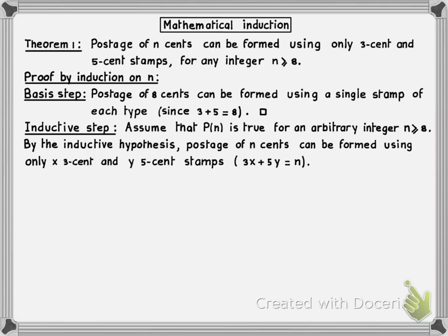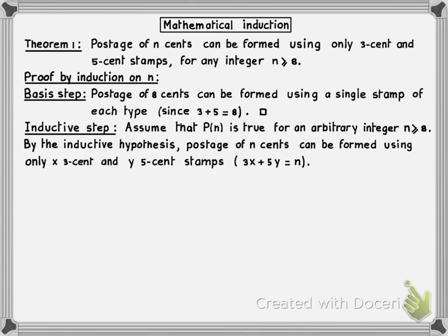Let's just give a name to this number of stamps. So x is the number of 3-cent stamps and y is the number of 5-cent stamps. In other words, the number of 3-cent stamps times 3 cents plus the number of 5-cent stamps times 5 cents must be equal to the postage n. That's the inductive hypothesis. Now, what we must prove is that it's possible to form a postage of n plus 1 cents using only those two kinds of stamps.